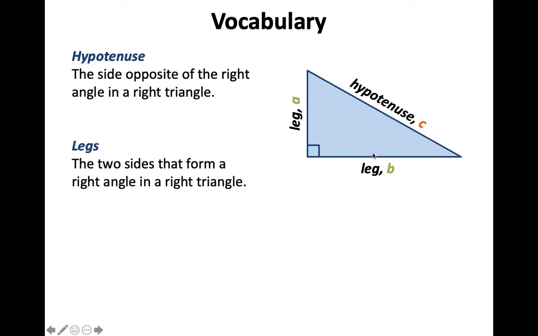The next term you're going to need to know is legs. Those are what are connected to the right angle. So the two sides that form a right angle in a right triangle, these connect to the right angle. They actually form the right angle.